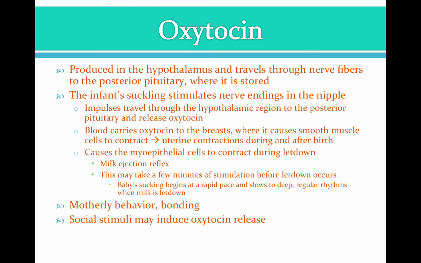Oxytocin is another hormone that is responsible for the motherly behavior and the bonding, and social stimuli may induce oxytocin release. So another couple of examples here is when you're with your good friends or you're petting your favorite animal, a cat or dog or whatever it may be, that can release oxytocin and give you this feeling of warmth and comfort and love. So oxytocin is the love hormone.